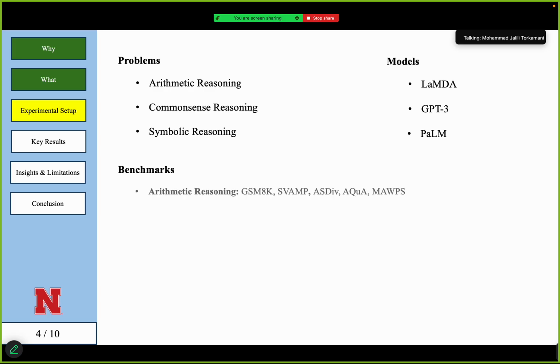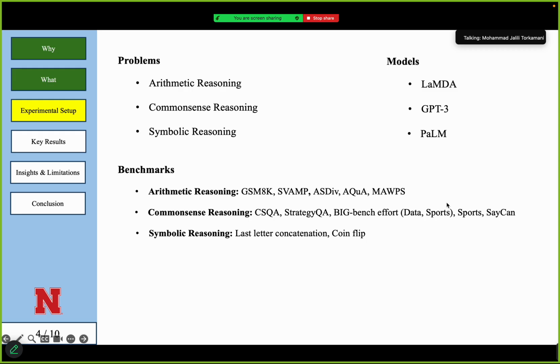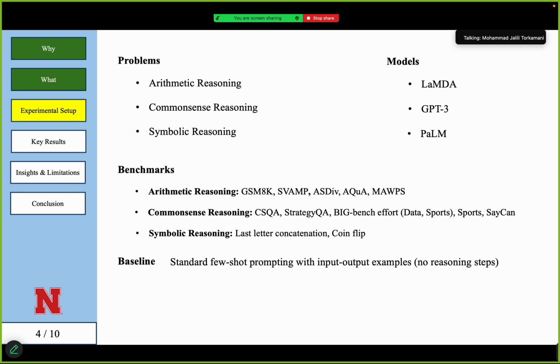And for each type of problem, they have used a couple of benchmarks. You can see the names of the benchmarks. I'm not going to name them one by one, but the most important ones are here for common sense. They have used a benchmark for dates, which is a temporal benchmark, and the second one is SayCan, which is a benchmark for robotic tasks. As a baseline of these experiments, they are going to show that chain of thought performs better than standard prompting with few-shot learning, or few-shot prompting, which one of the presenters before me has presented to you.